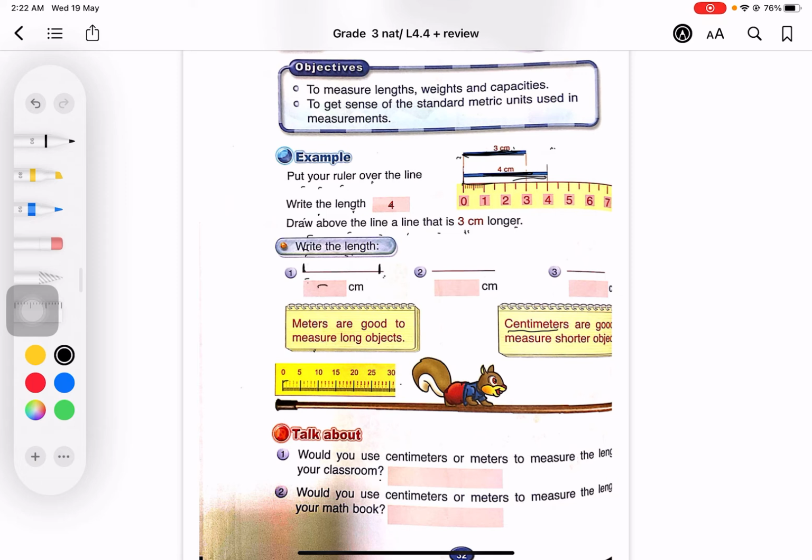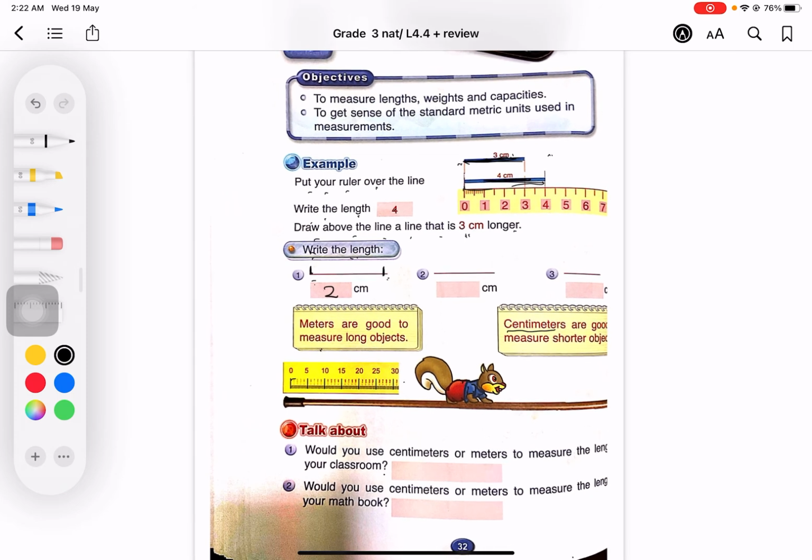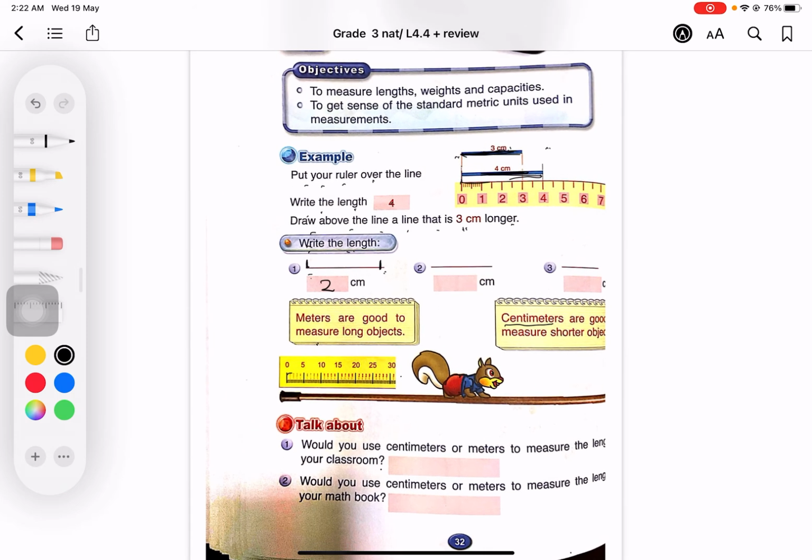Look, when you start measuring, you should start from 0. You put your 0 on the first line and then you measure like that. What number did you get? It is 2 centimeters. Start from 0 to 1, then from 1 to 2. So I will write here 2 centimeters. So the length of this line is 2 centimeters.